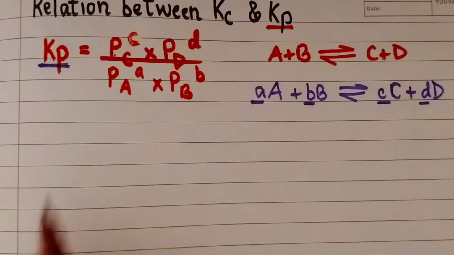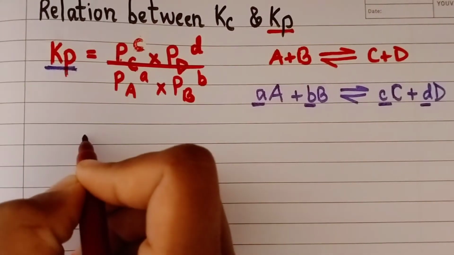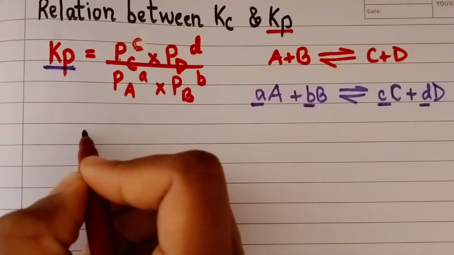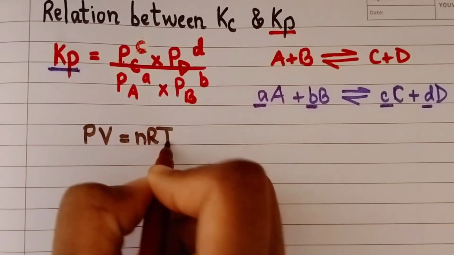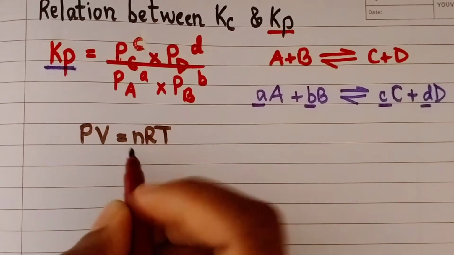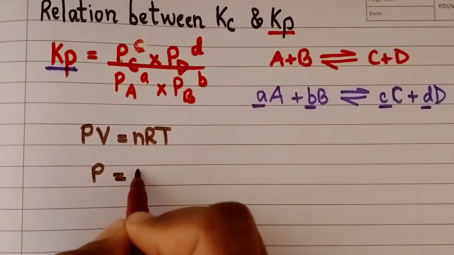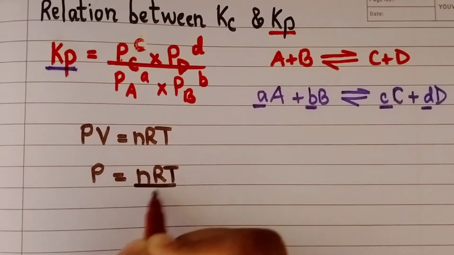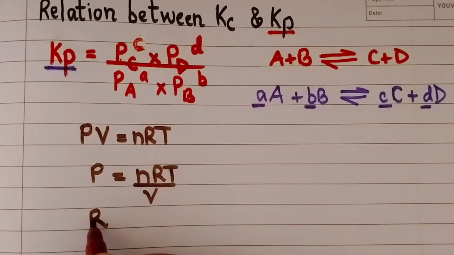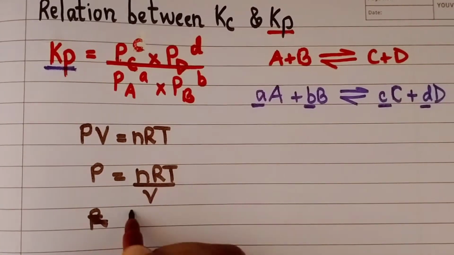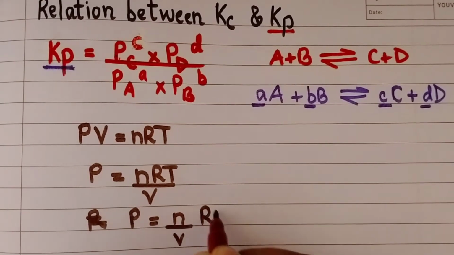As you all know, this is a formula. The next step is that we'll be using our equation PV is equal to nRT. So we'll write P is equal to nRT divided by V. So it's multiplication, and we can write P is equal to n by V into RT.